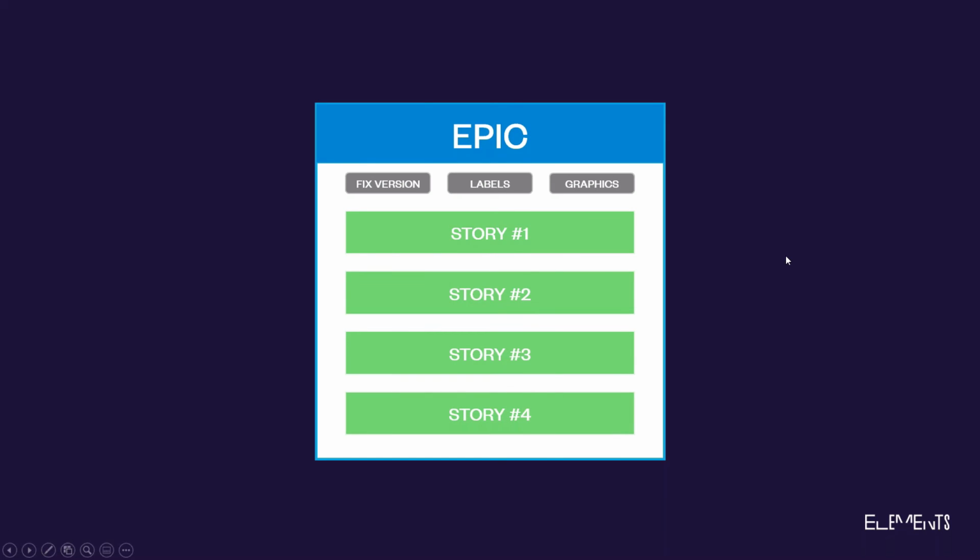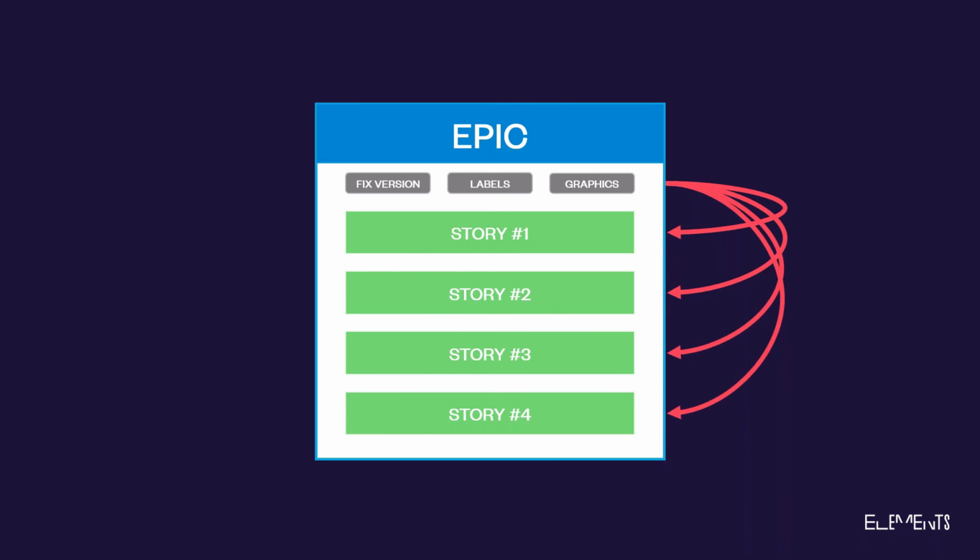In this scenario, the information from the epic is often relevant to the issues within the epic. For example, the labels or graphics applied to the epic can apply as well to the stories within the epic. And if a fixed version is set for the epic, it often makes sense that the same fixed version be set for the stories. With copy and sync, there is no need to copy this kind of information manually from the epic to each issue. What we want to do is to automatically create issues within the epic which contain information from the epic. I'm going to show you what we can do.